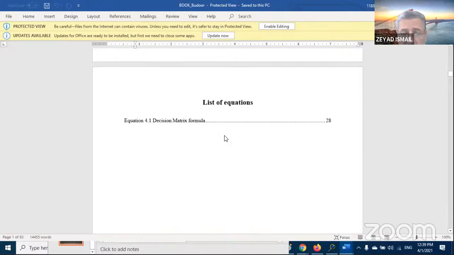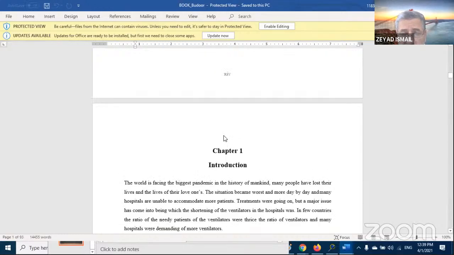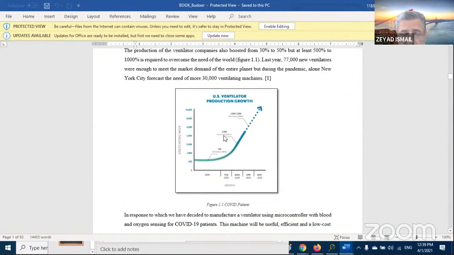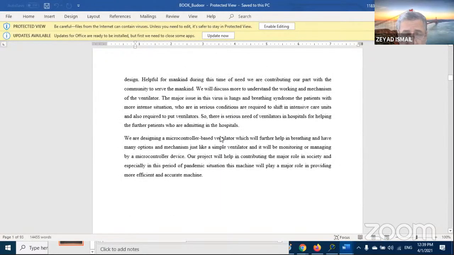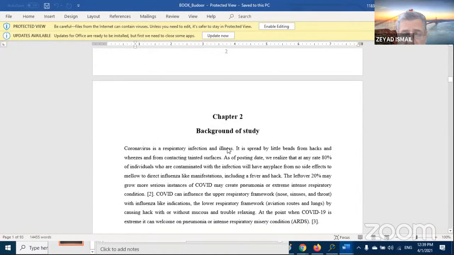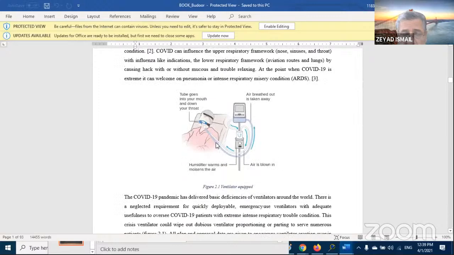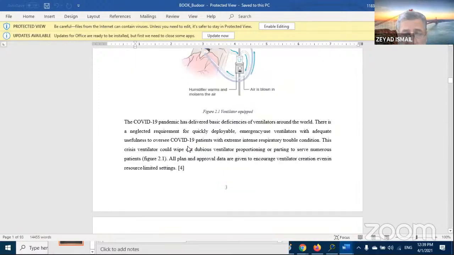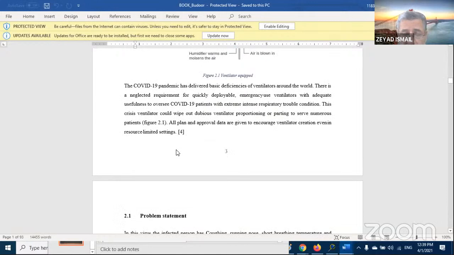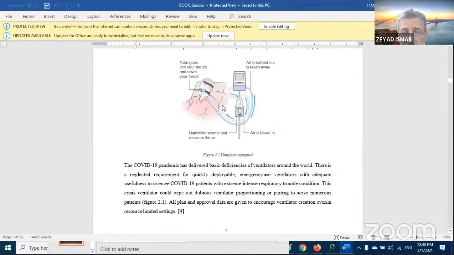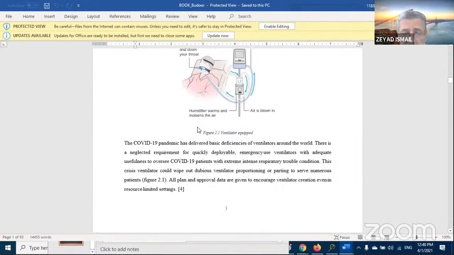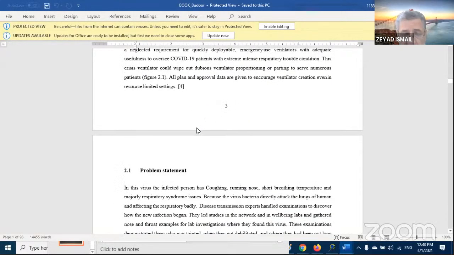And then we'll start with chapter 1. Chapter 1 will be the introduction, as you see. And then chapter 2, which includes the background of the study, maybe something related to their work. They will talk about how this project is precisely for the recent event of COVID-19, and the students are presenting an oxygen pumper for their project.